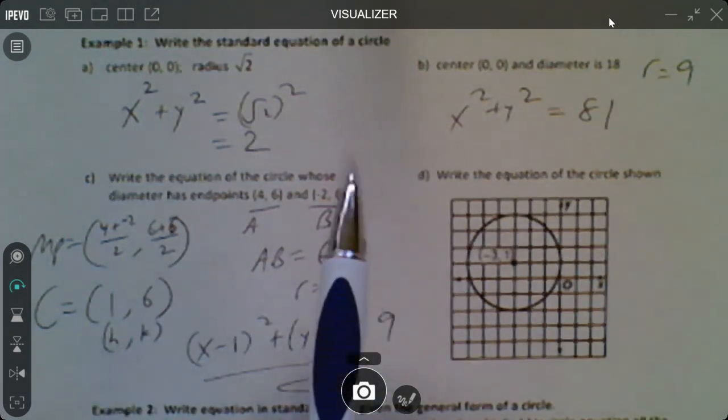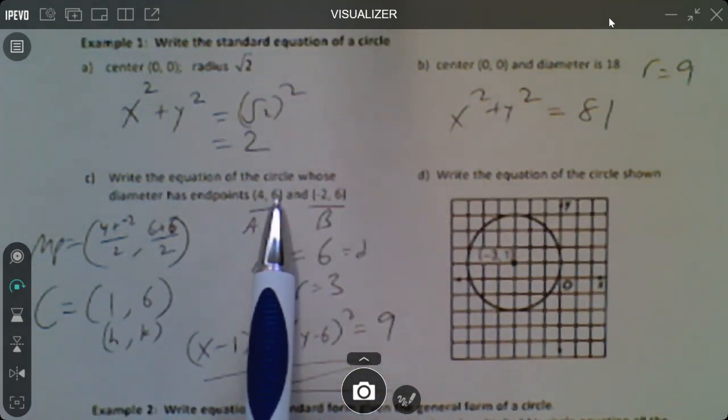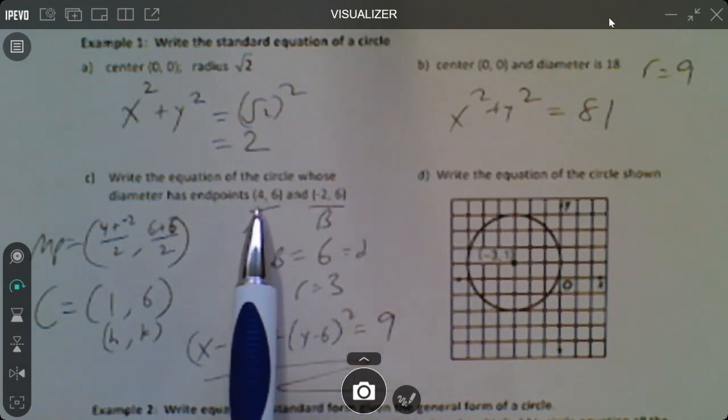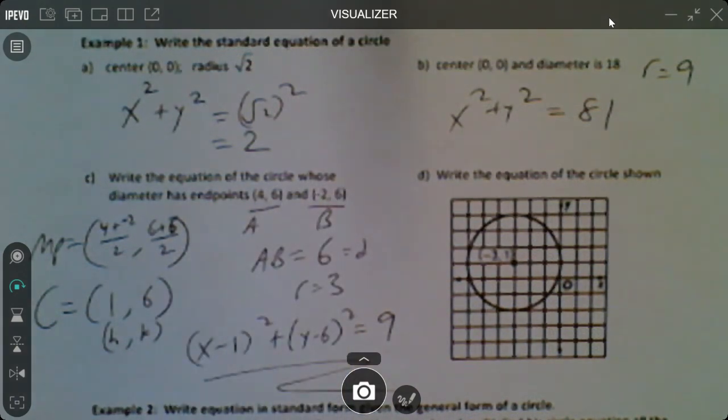Now, you might be asking, and hopefully you are asking this, what if these weren't both 6's? How would we find the radius that way? I can't just do the difference between 4 and -2. Well, since we are looking for distance, we would use the distance formula.